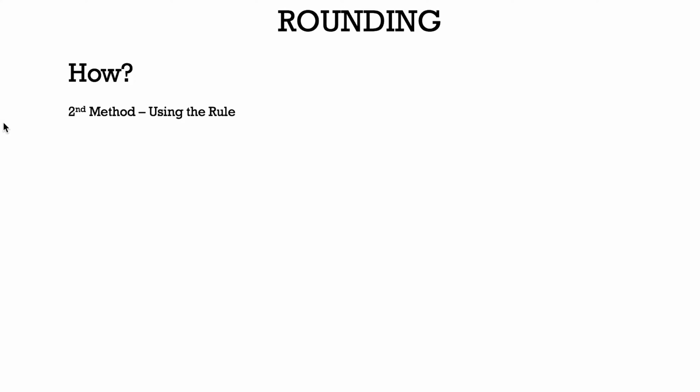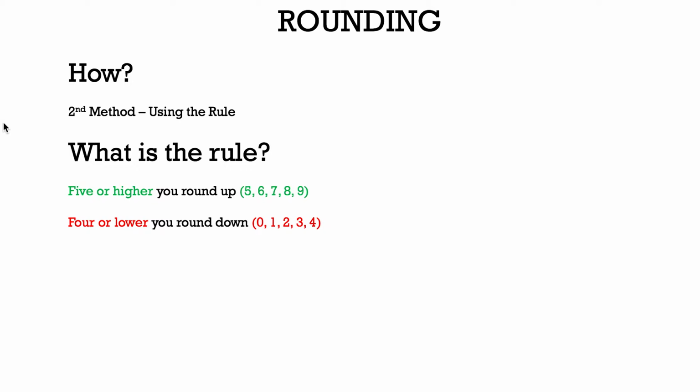Now, rounding, second method, using the rule. And what is the rule? 5 or higher, you round up. So 5, 6, 7, 8, and 9, you go up. 4 or lower, you round down. So 0, 1, 2, 3, or 4, you round down.